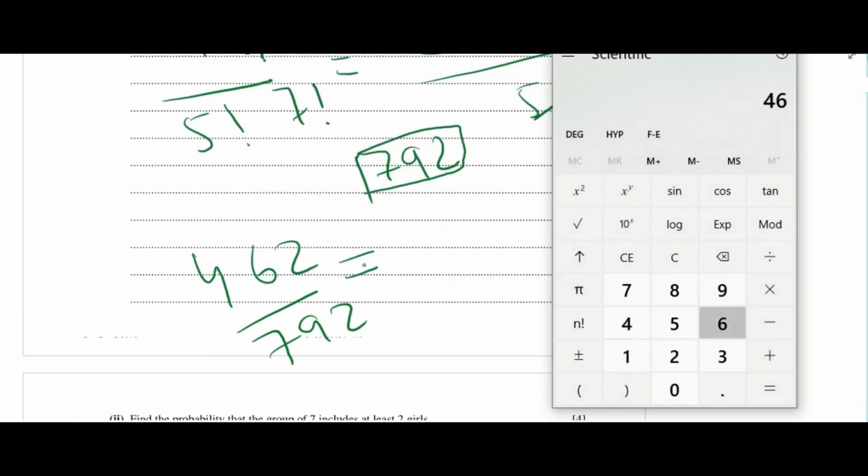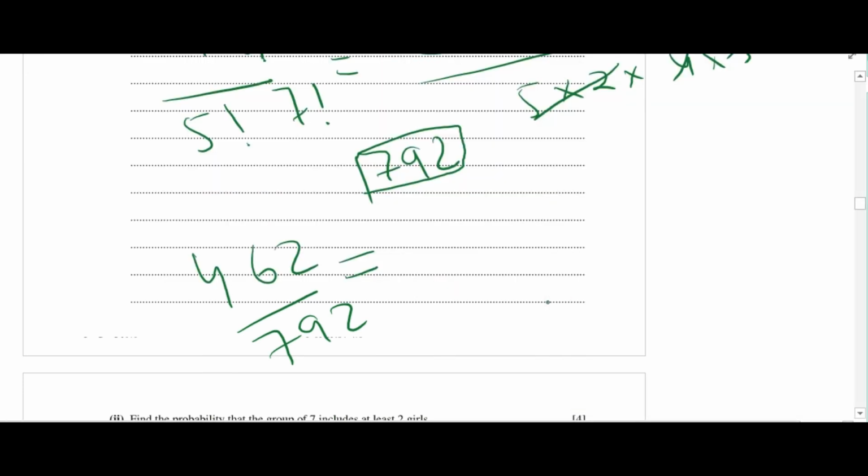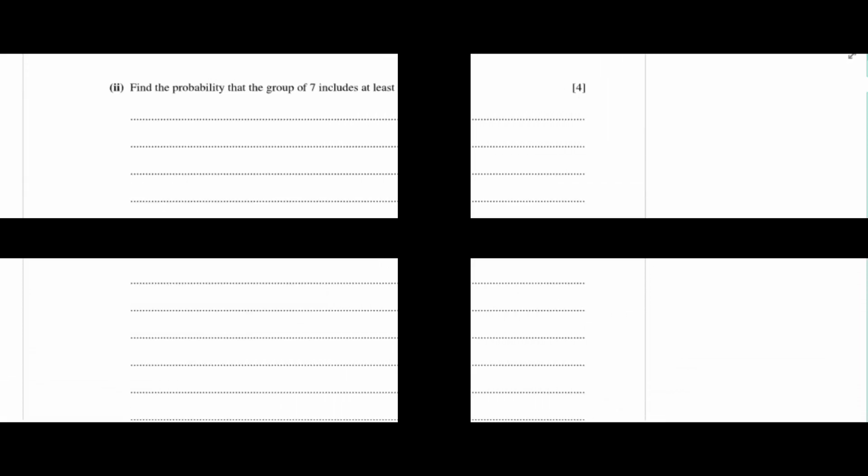So for the probability, we have to divide the number of favorable outcomes by the total number of outcomes. That is 462 upon 792. 462 divided by 792 is 0.583.